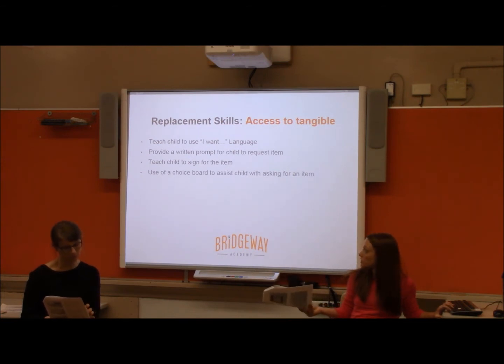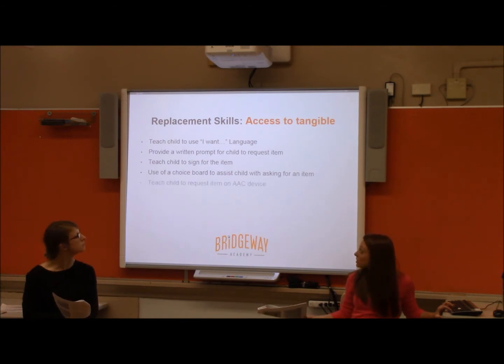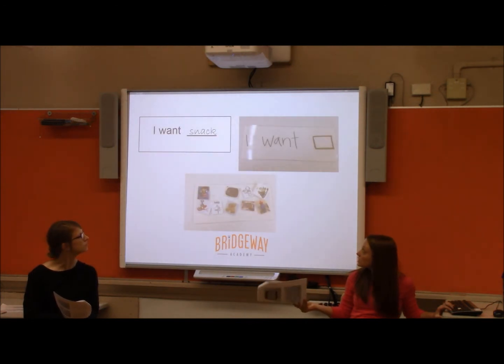So we'll see some examples in a minute of a choice board, but that could be with written word, that could be with pictures. They can be general pictures, they could be real pictures. Again, whichever you think your child would respond best to. And a lot of the time it is trial and error. So trying out a couple different types of communication modes before you find the right one. You can teach them to request on their AAC device. And these are just some examples.